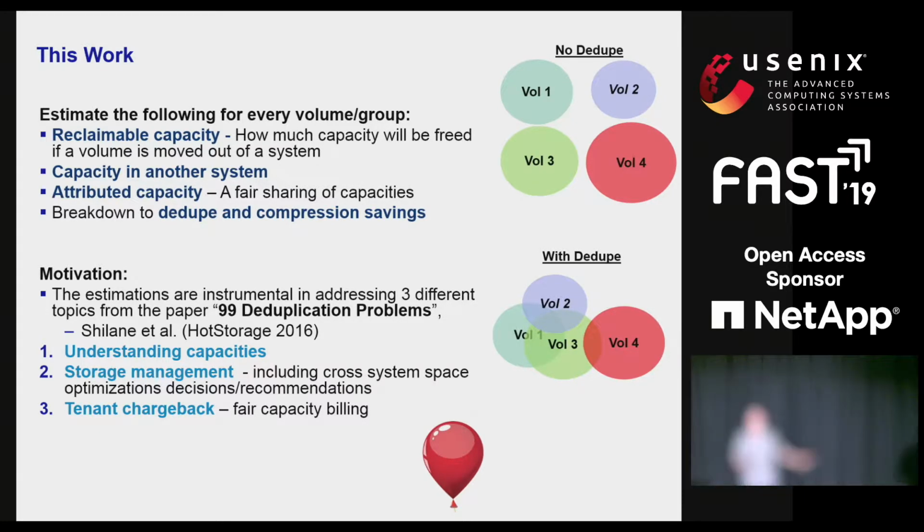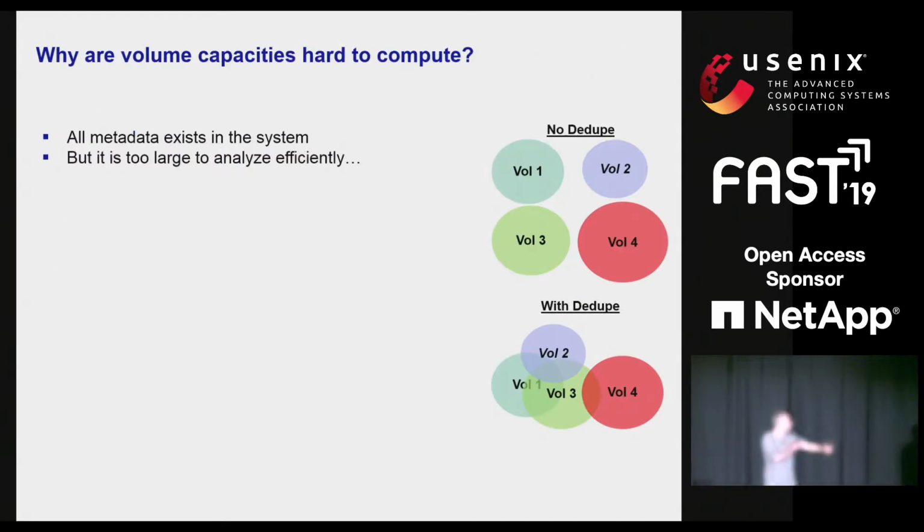Okay, so that's motivation. Why is this so hard? Well, the first thing to notice is the system knows all the information it needs. It has all the metadata to make sense and compute all the measures that I mentioned. But that's a lot of metadata. We're talking about a lot of data, and it's just too much data to compute. You can simulate that, but it's just too intensive. I'll show numbers soon of how much this actually is.